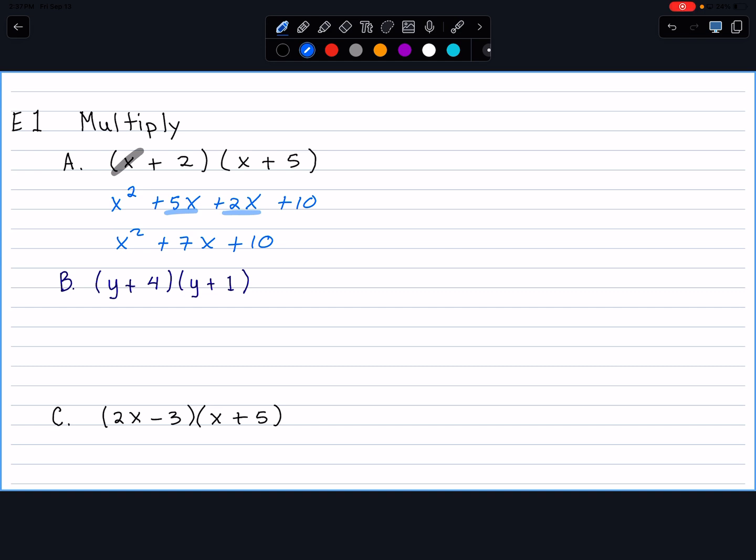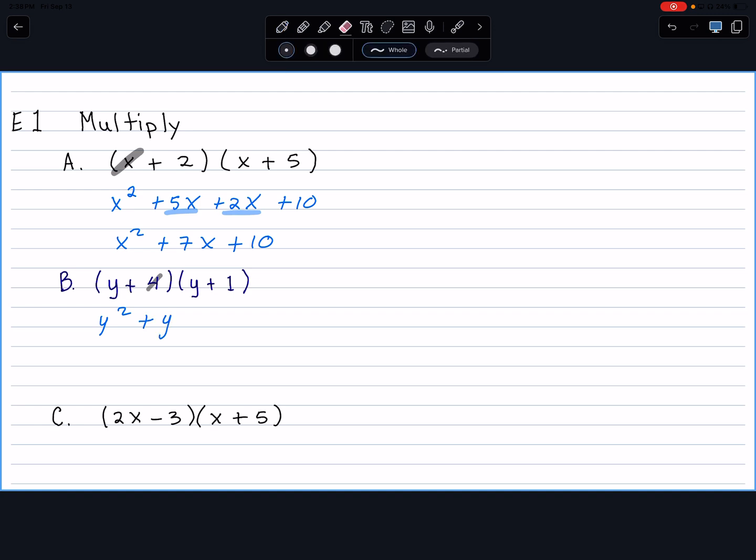In regards to B, more time? Okay, let's see what we got. So again, with that first y plus 4, I'm going to ignore the 4, and I'm just going to take the y and multiply it to both. Y times y is y squared. Y times 1 is y.